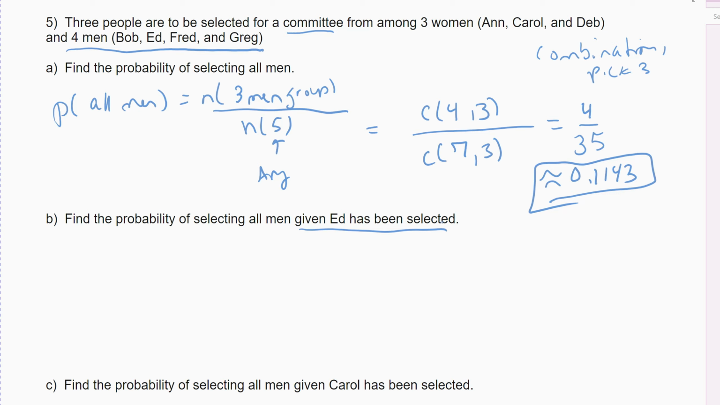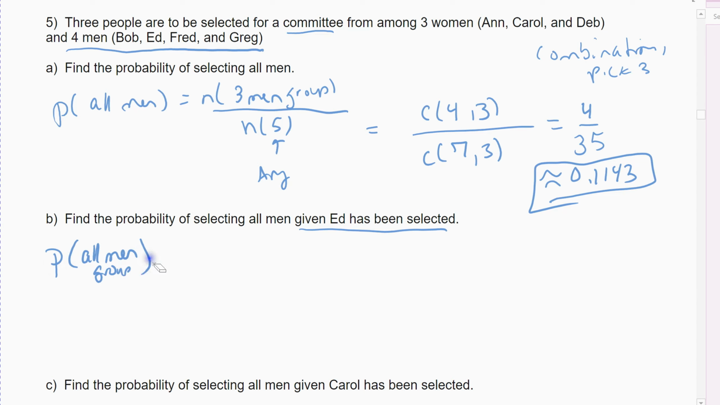So instead of looking at all groups, like the first problem, we've picked Ed. So now we've made a selection, and so now we want all groups that contain Ed. That's what I'm selecting from. If I have all groups with Ed in them, what's the chance that that group will contain all men as well? So this is a conditional. I'm still looking for the probability we get all men in our group.